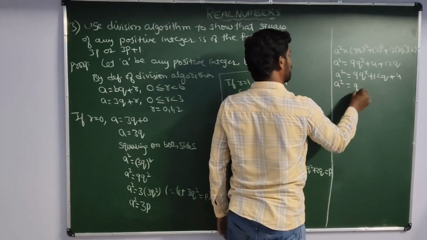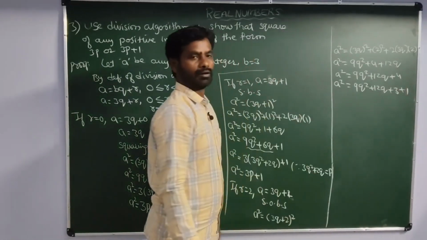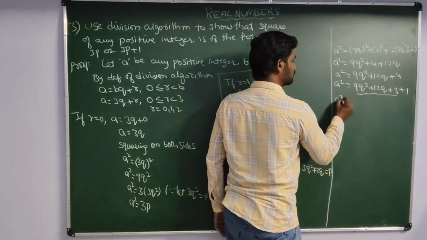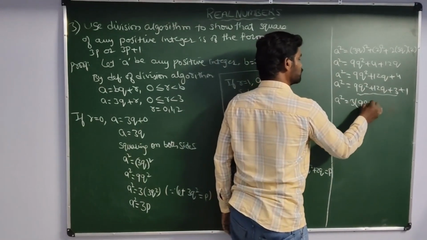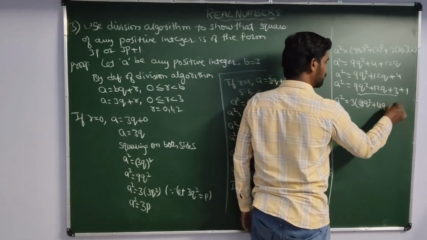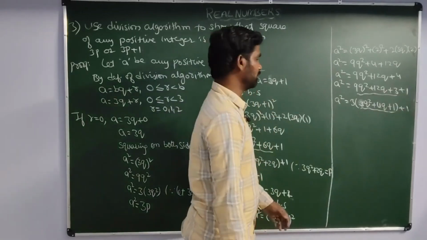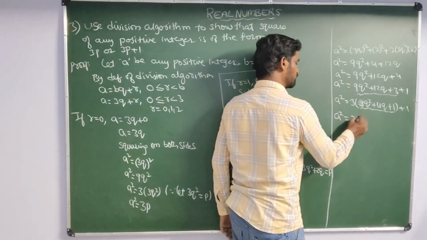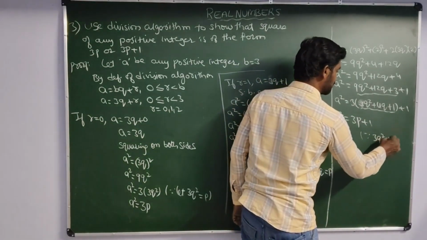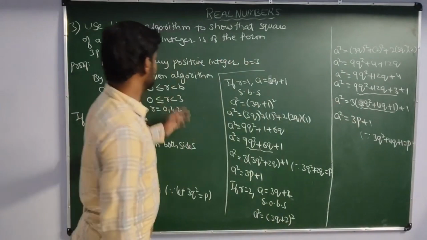a square is equal to 9q square plus 12q plus 3 plus 1, right? 4 as 3 plus 1. Can we write like that? Yes, we can write. Now among this, take 3 common: 3 times 3 is 9q square plus 3 times 4 is 12q, plus 1. Now this total you have to consider as p. So what does it become? a square is equal to 3p plus 1. Since 3q square plus 4q plus 1 is nothing but p. So that is the proof.